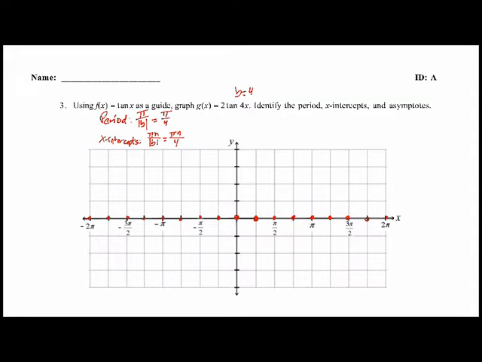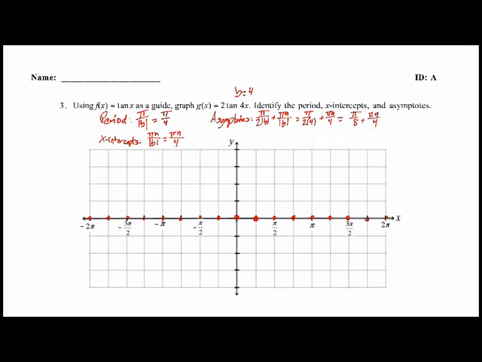For the asymptotes. The asymptotes, the equation that we give you is pi over 2 times the absolute value of b plus pi n over the absolute value of b. Plugging in what we know, we got pi over 2 times absolute value of b is 4 plus pi n over 4. Cleaning that up a little bit, that gives us pi over 8 plus pi n over 4.